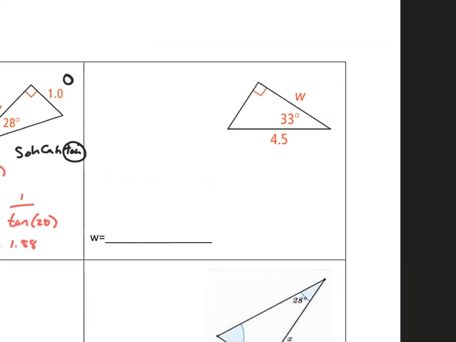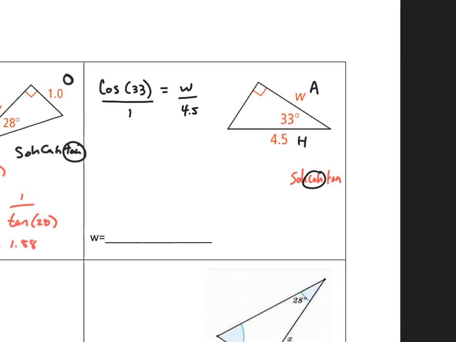Looking at the far right example, again, I'm going to have to write SOHCAHTOA. And when I do, I'm going to look for what is given to me. So I have my 33-degree angle here. I see 4.5 is on the hypotenuse. W is along the adjacent side. So this is going to be a cosine ratio. So I'll say the cosine of 33 is equal to adjacent side W over 4.5. I'm going to put the cosine of 33 over 1.